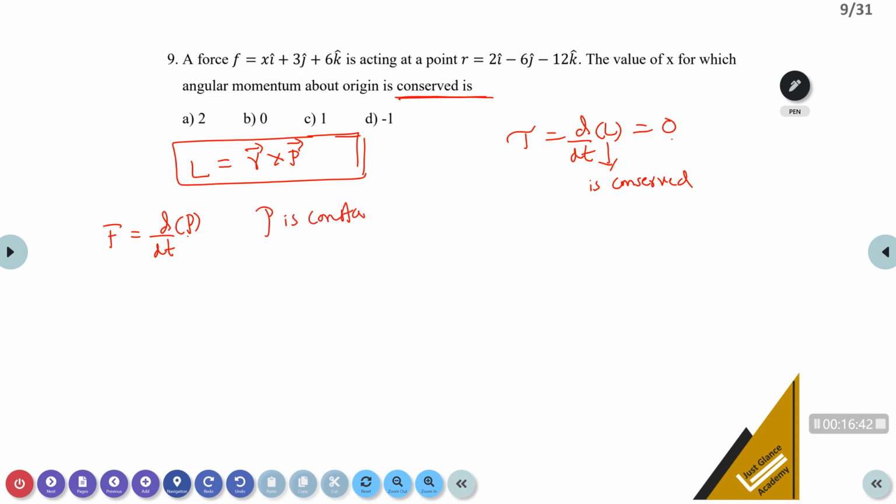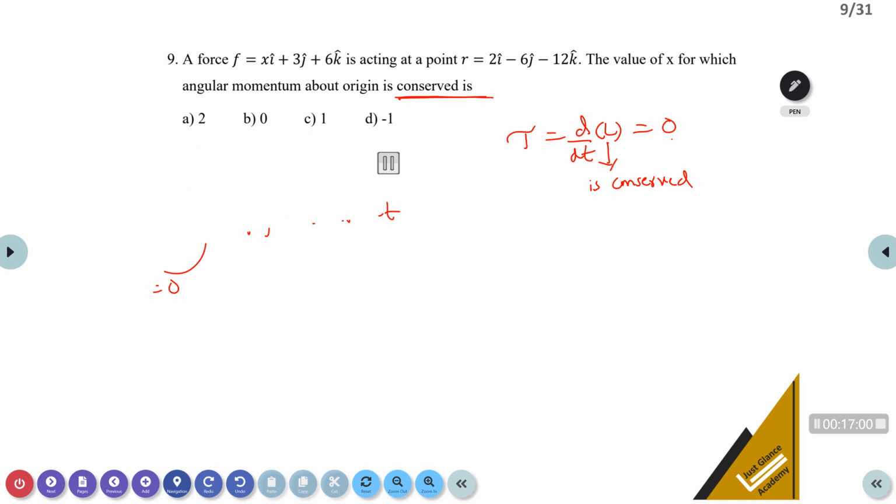the differentiation of this quantity equals 0. That means F equals 0. Similarly here also, if L is constant, the differentiation of this quantity equals 0. This is the story.